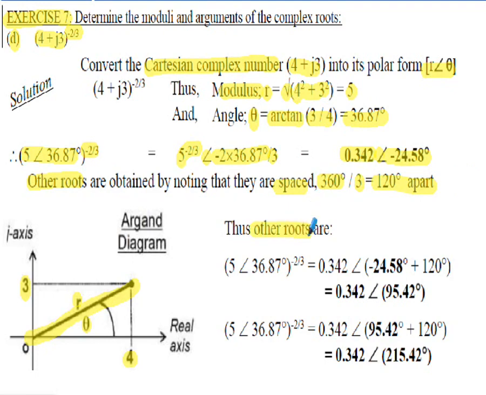To find the other roots, we simply add 120 degrees to the previous root. So the second root will be 0.342 argument negative 24.58 plus 120 degrees, which is 95.42 degrees. Then for the third root, we add 120 degrees to the second root. So that's going to be 0.342 argument 215.42 degrees. I'll let you check those figures.